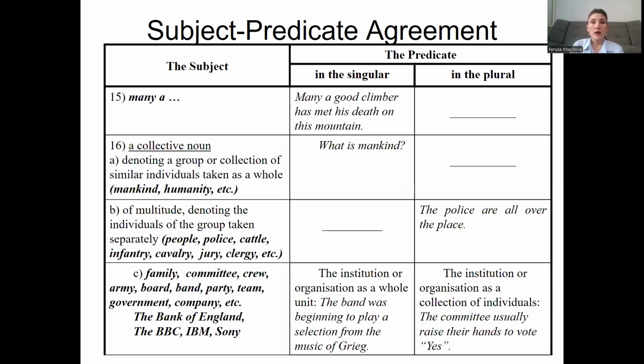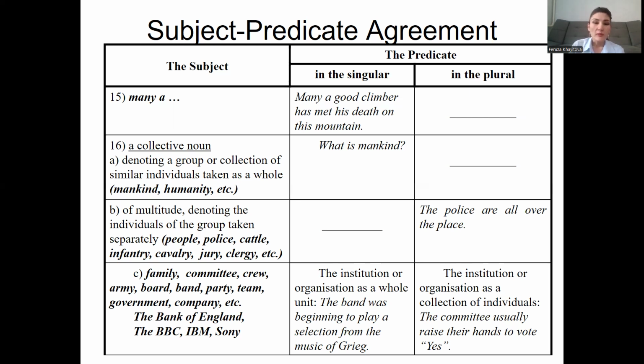A collective noun denoting a group or collection of similar individuals taken as a whole. For example, mankind, humanity. "What is mankind?" Of multitude, denoting the individuals of the group taken separately: people, police, cattle, infantry, cavalry, jury, clergy, and so on. In the plural way, for example, "The police are all over the place."